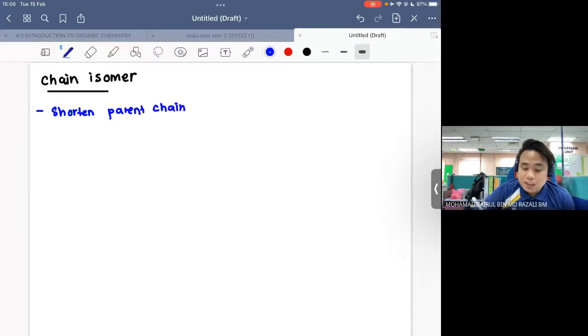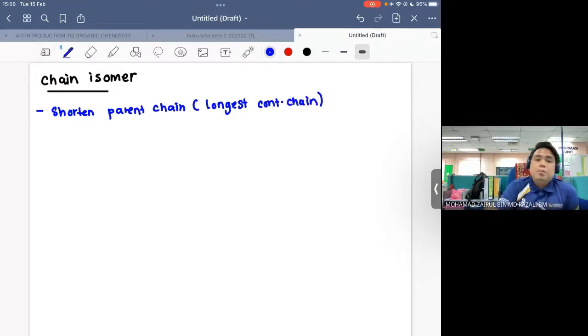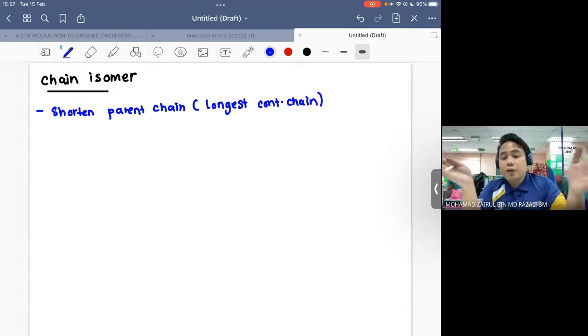So parent chain ini adalah the longest continuous carbon chain yang ada dalam organic compound itu. Itu yang kita panggil dia sebagai parent chain. So for example, let's say if initially the molecule, the parent chain is made up of 5 carbon.